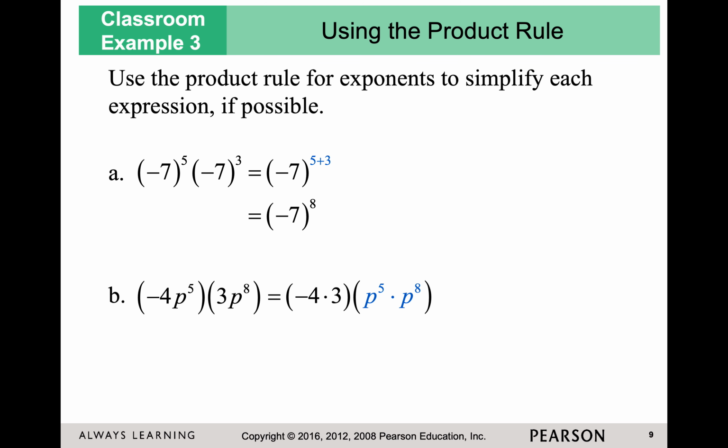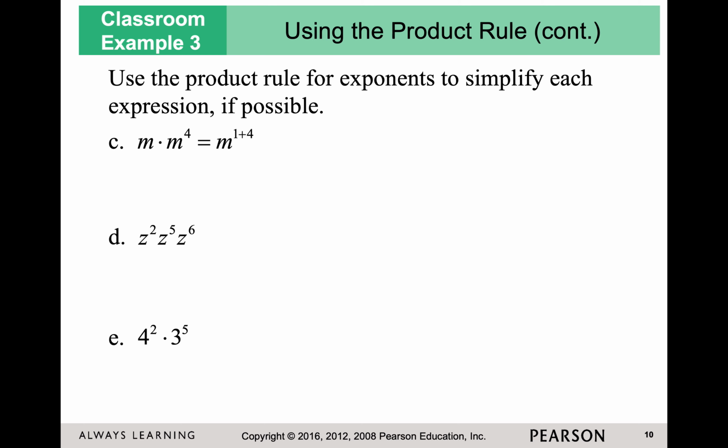And the bottom one, notice what I did with the numbers. The numbers are not a part of the exponent, so I went ahead and multiplied them together in front. Then I have p to the 5th times p to the 8th. I have the same base, so I'm going to add my exponents. And the negative is out front, so it remains out front. It's not a part of any of the exponential bases. These are some continued product rules that you can practice and pause the video.